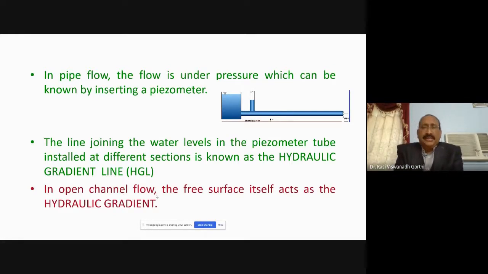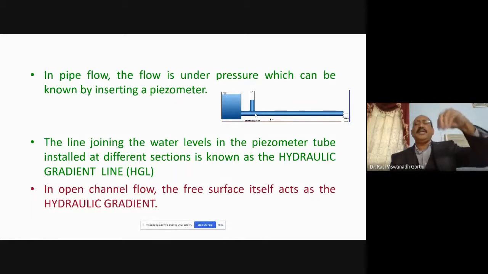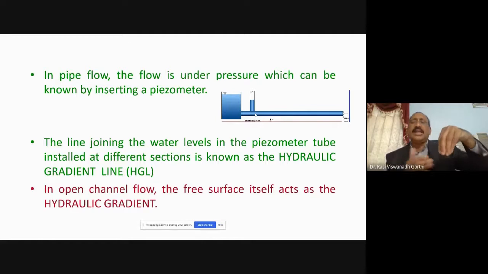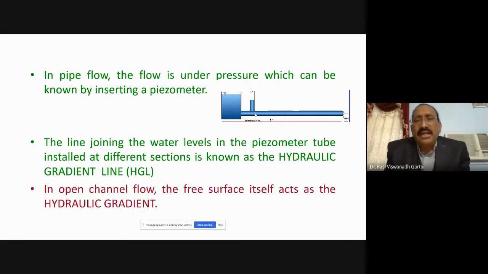How do you get these lines if you insert a piezometer? In the case of open channel flow, since the liquid is already under atmospheric pressure, even if you insert a piezometer at different points along the length of the river or the open channel, there will be no rise of liquid. Why is there no rise of liquid?